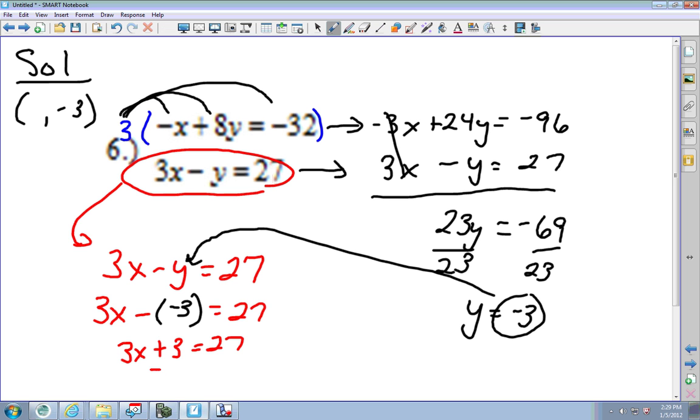Solve for x from here. Subtract 3 from each side. 3x equals 24. Divide by 3. X equals 8. Next one.